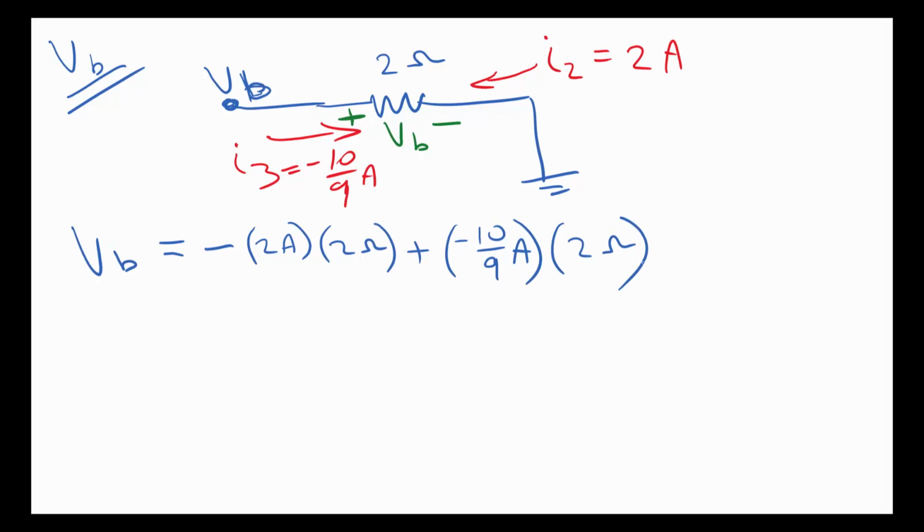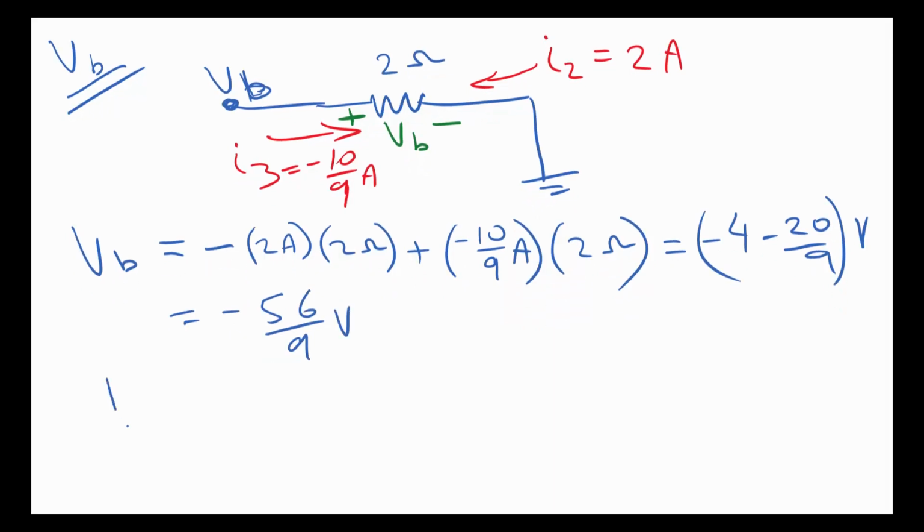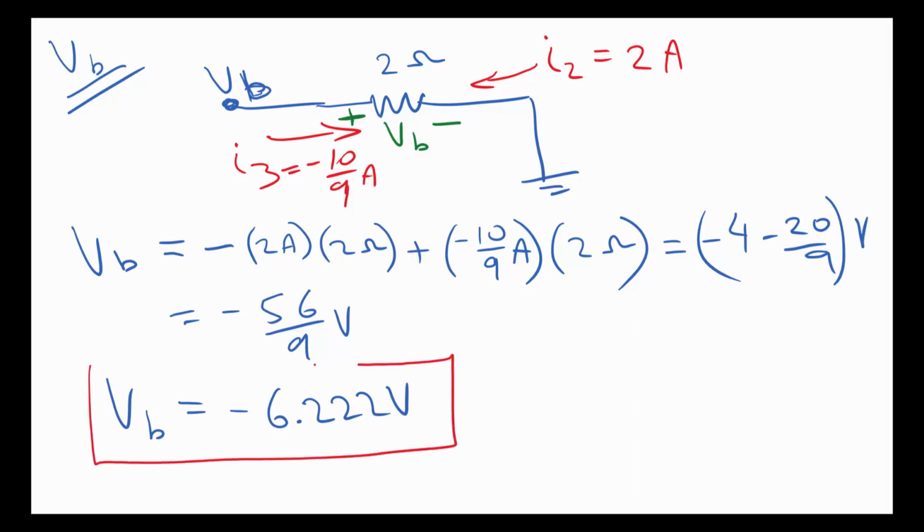And then this works out to what? Minus 20 over 9 volts, and then that works out to minus 56 over 9 volts, and then in the end VB works out to minus 6.222 volts. And that is our second result, and that is exactly the same that we got in node voltage analysis.